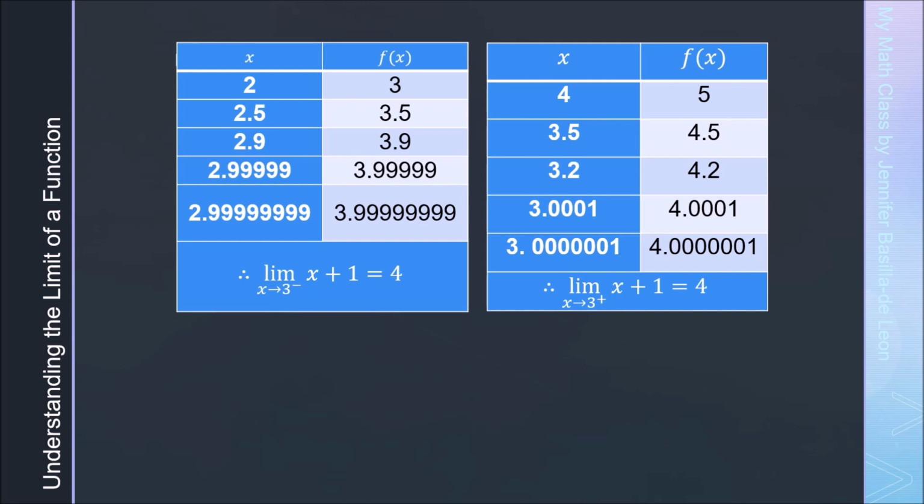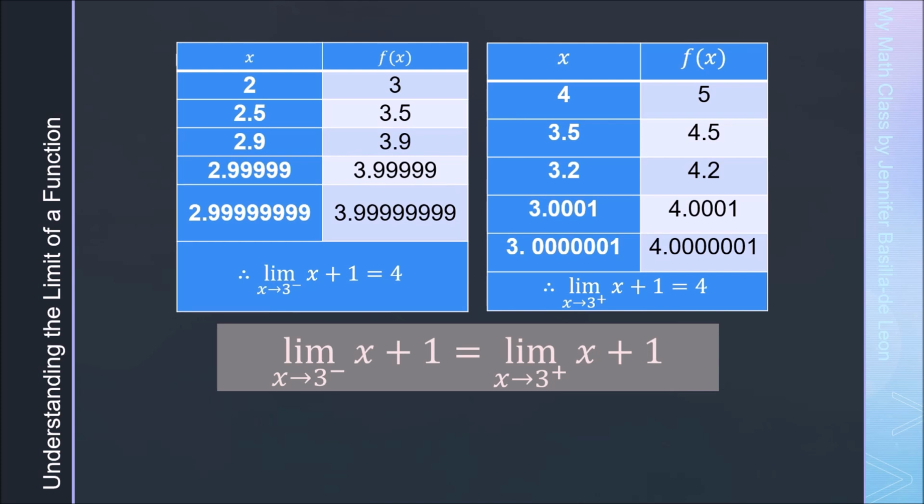Since the limit of x plus 1 as x approaches 3 from the left is equal to the limit of x plus 1 as x approaches 3 from the right, we conclude that the limit of x plus 1 as x approaches 3 is 4. This supports our answer when we considered the graph of the function f of x equals x plus 1. In this example, the limit of f of x as x approaches a is just f of a.